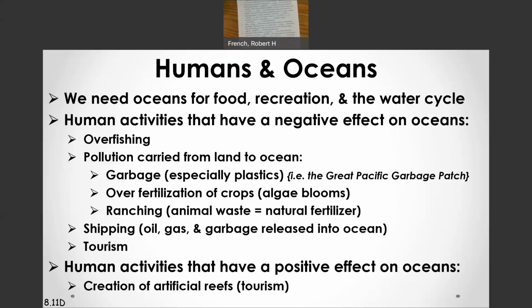And dead zones. Algae blooms happen because that fertilizer makes the plants in the ocean grow really strong, and then they put way too much oxygen out, and it upsets the balance of chemistry in the ocean and ends up killing off the fish.